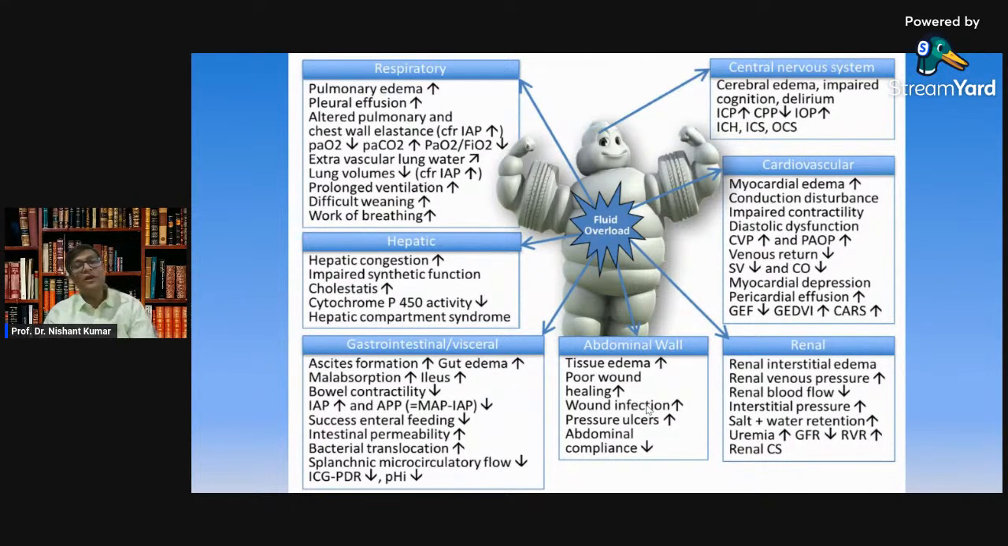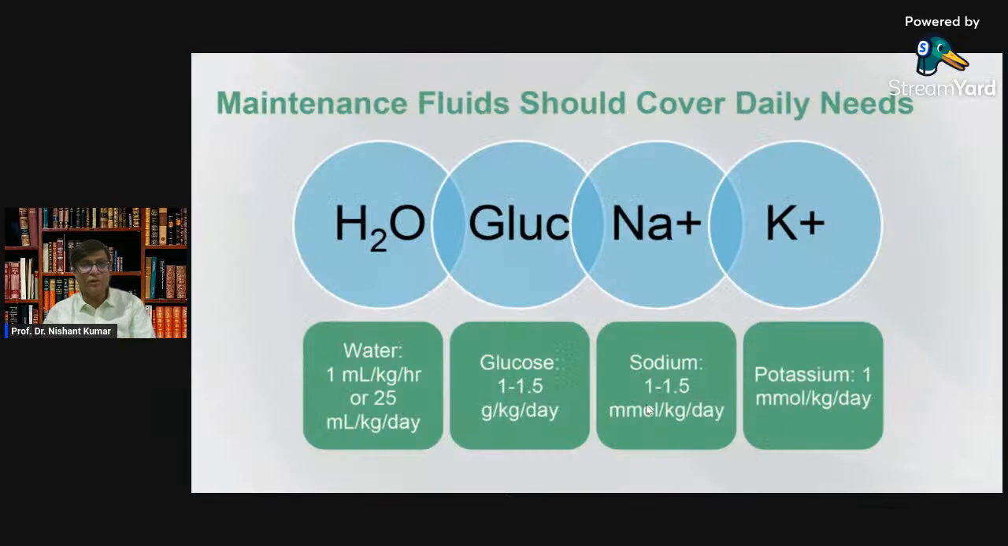We might have something called abdominal compartment syndrome, renal interstitial edema, increased renal venous pressure, which leads to decreased renal blood flow, salt and water retention, uremia, decreased GFR. So all these are the problems of fluid overload, and it should be prevented at all costs. While resuscitating, these are the things you have to be careful about, that you should not overzealously overload the patient. Now, when we talk of maintenance fluids, they should cover daily needs. A rough guide is water, that is the carrier fluid, 1 ml per kg per hour or 25 ml per kg per day as the basic requirement.